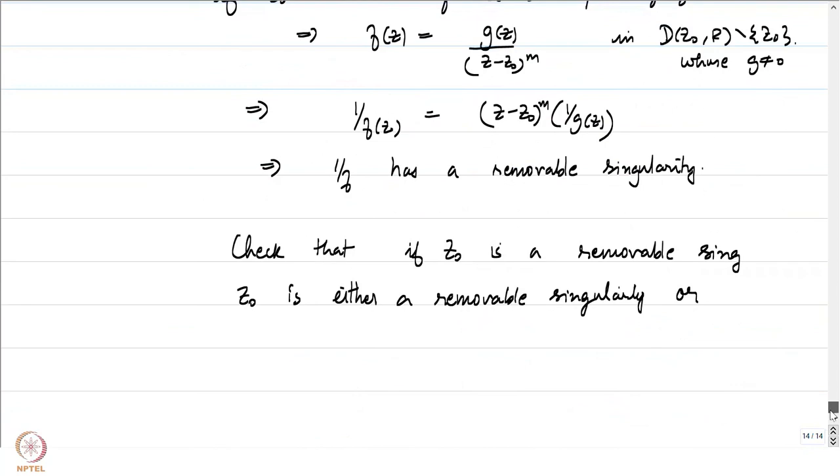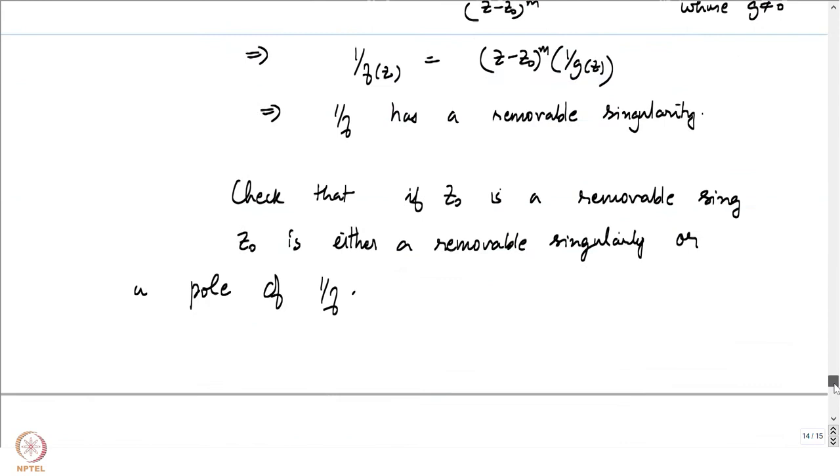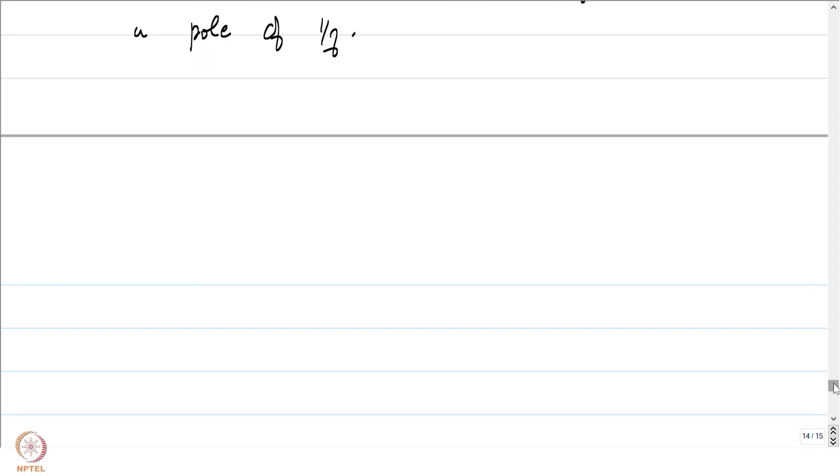Of 1 by f. If f of z0 is equal to z0, then z0 is going to be a pole of 1 by f. I'll leave the remaining things as a simple exercise for you to sit down and check. It's going to give you better insights into the notion of meromorphic functions. Let me give you a definition of the order of a function f at z0, and stop by giving a few of its properties.